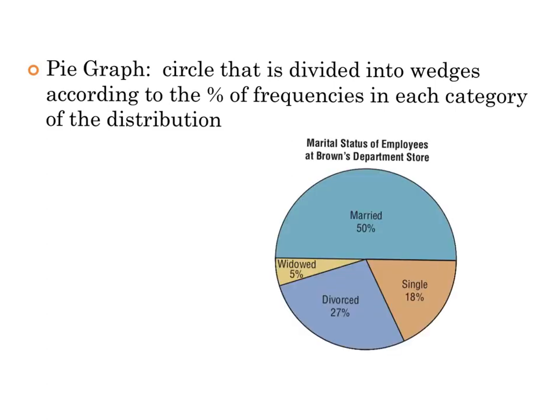But again, here's our example first. Apparently, I guess it's likely that the Human Resources Department at Brown's department store would have this information. Apparently half of them are married, 27% are divorced, 5% are widowed, and 18% are single.